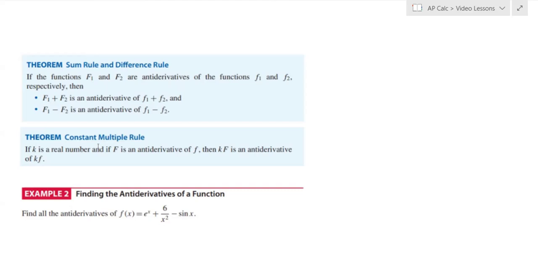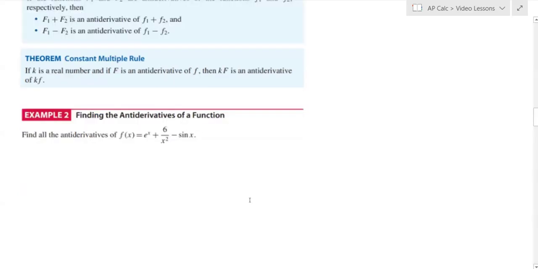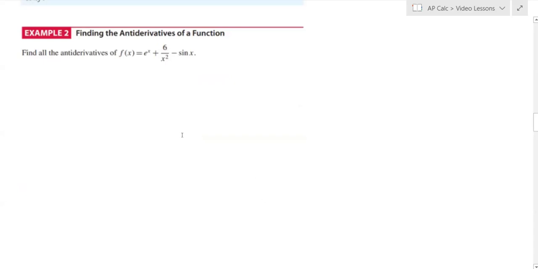And then the constant multiple rule: if you're multiplying a function by a constant, then you can multiply that constant by its antiderivative. So with that, we'll look at this example here where we want to find all the antiderivatives of f of x equals e to the x plus 6 over x squared minus sine x. So since this is a sum, we can find each antiderivative separately and then add them together.